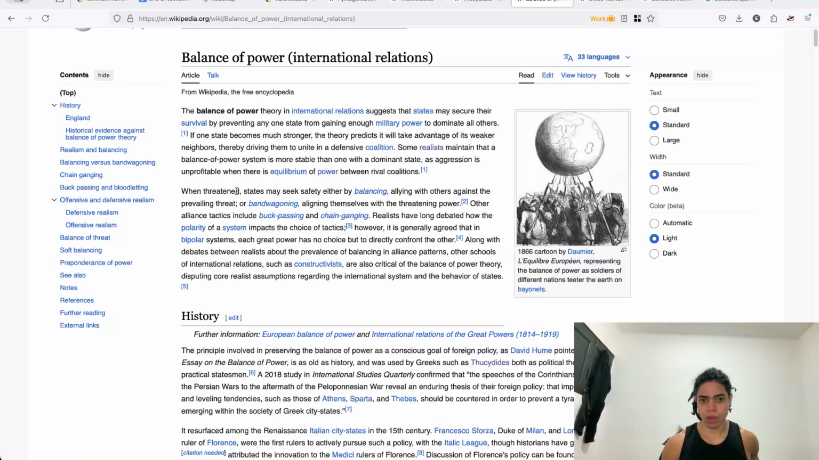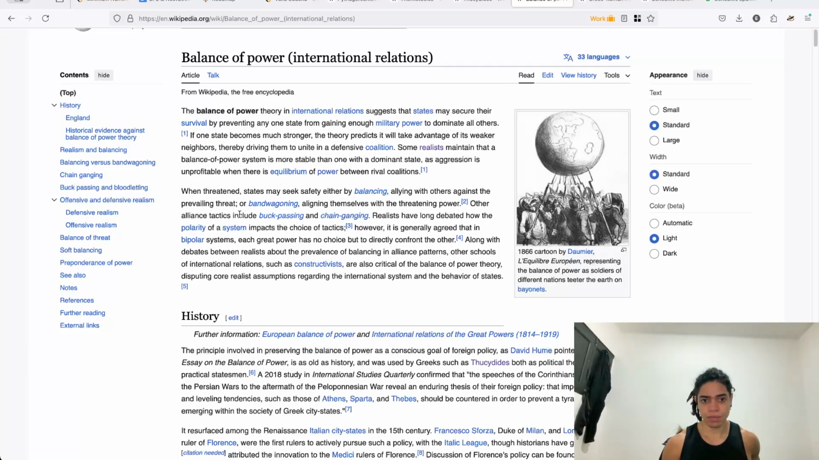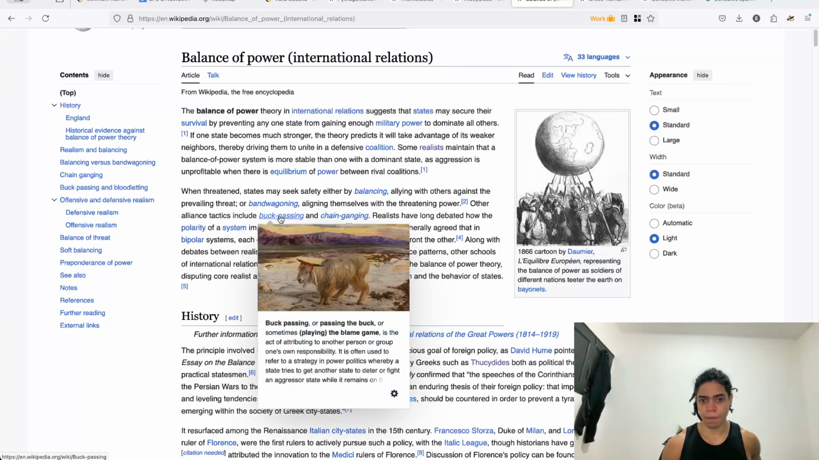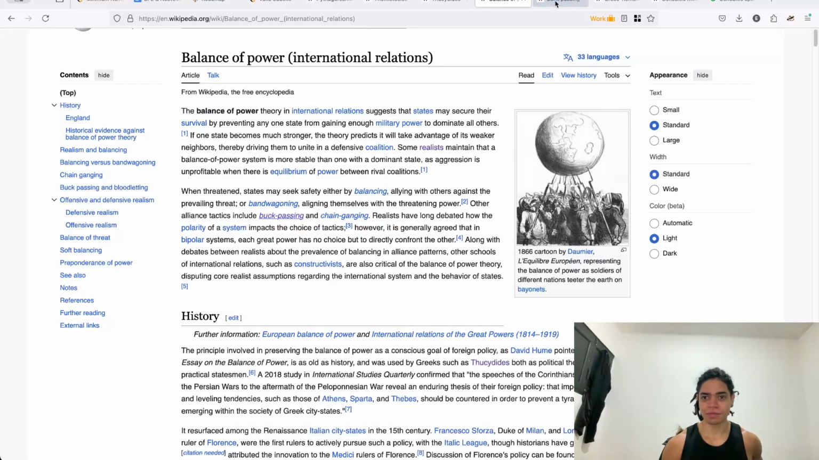When threatened, states may seek safety either by balancing, aligning with others against the prevailing threat, or bandwagoning, aligning themselves with the threatening power. Other alignment tactics include buck-passing, or sometimes playing the blame game. Buck passing.